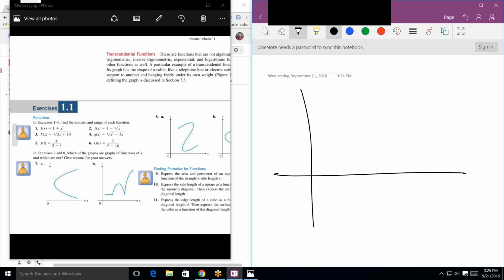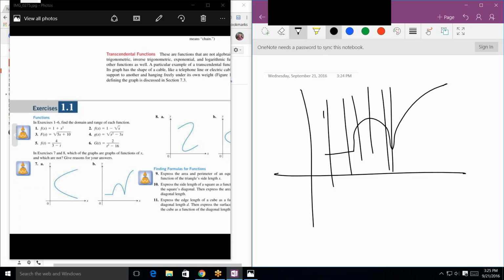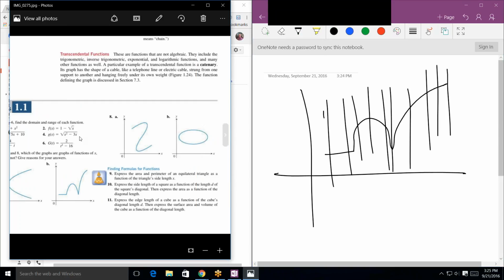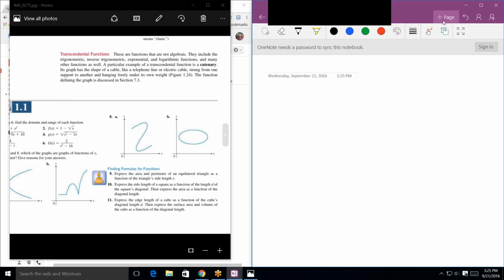Now, how about B? B looks like this. Is that a function? Yes. No matter where I pass my vertical line, it only connects with the function in one spot. And that's the key. That means it passes the vertical line test, and that makes it a function. Now, why that's important is a subject for much higher math, but whether stuff is functions or not is important.